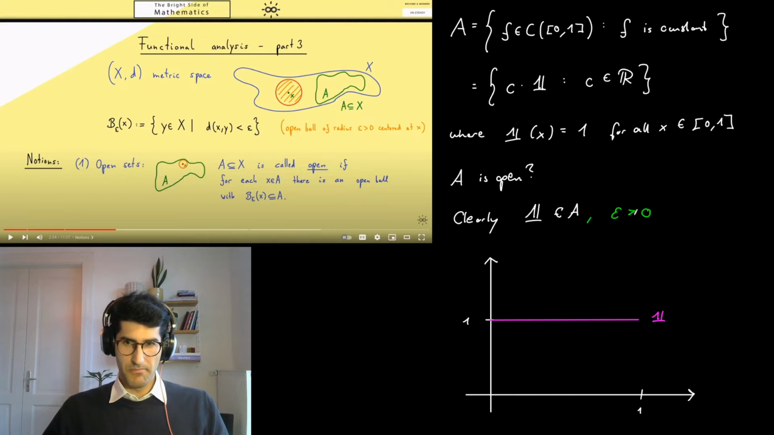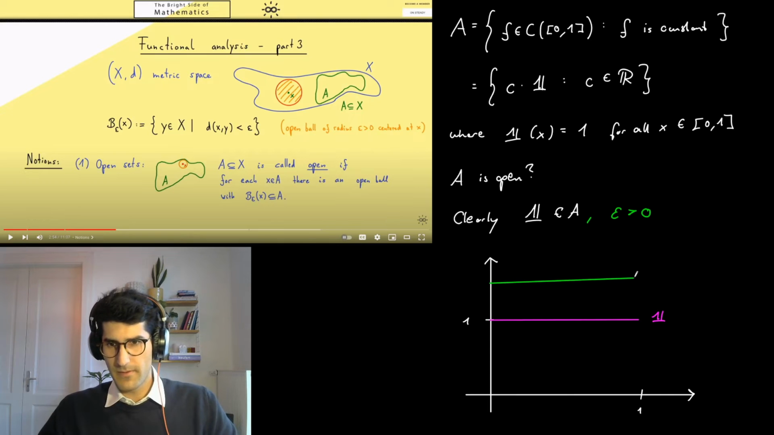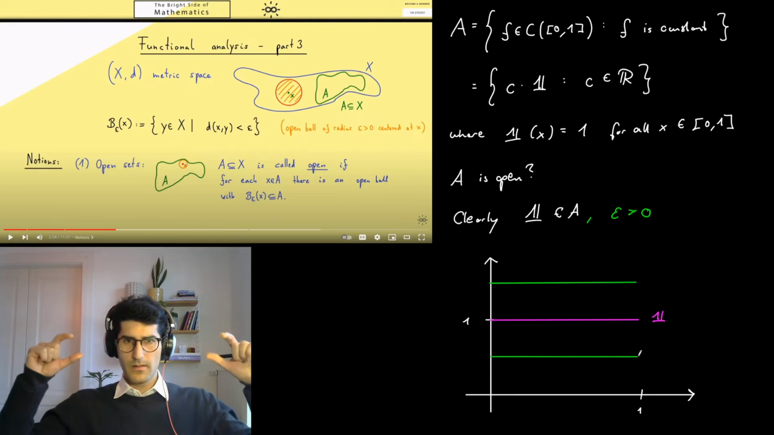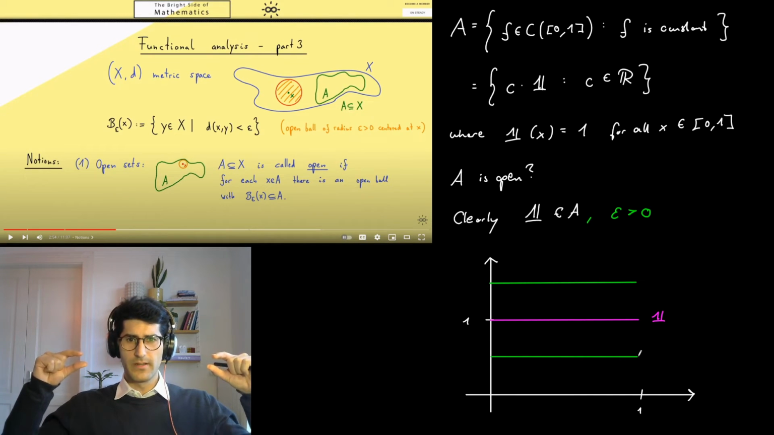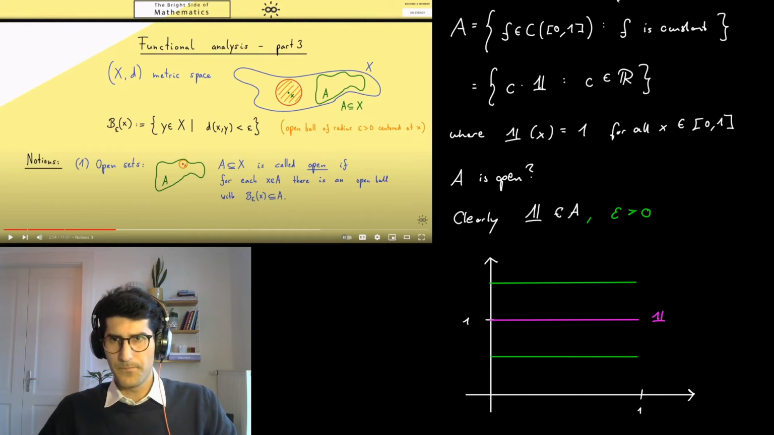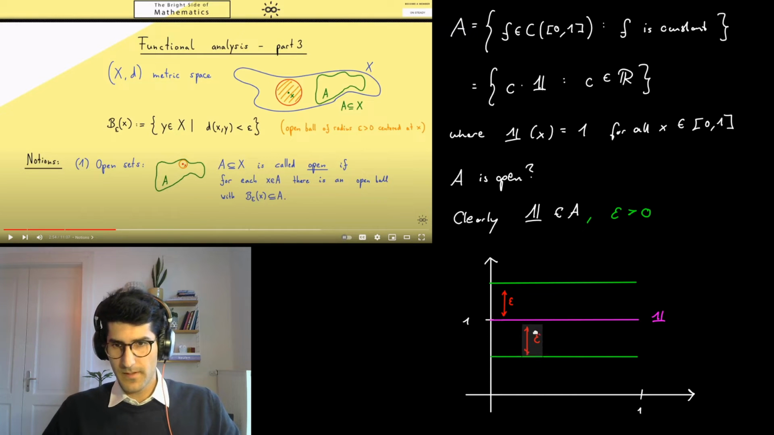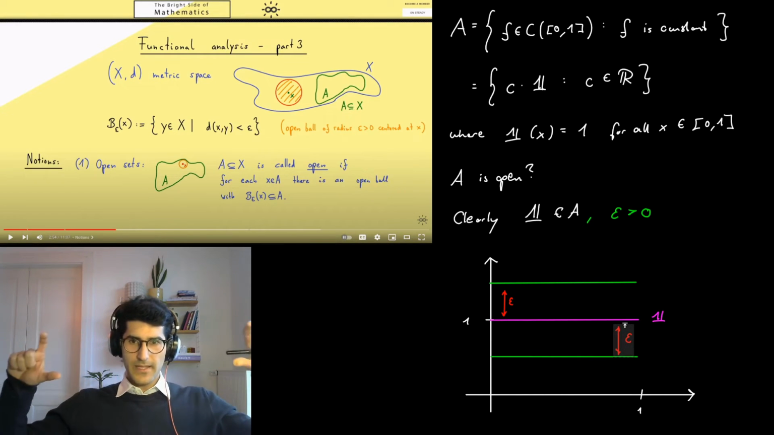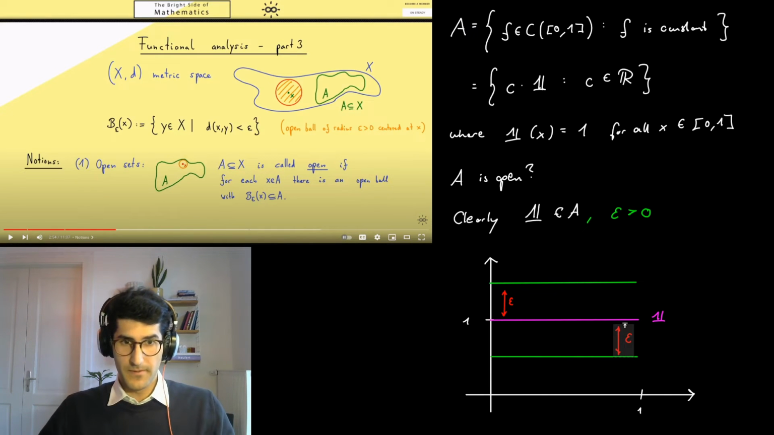How does the epsilon tube around the 1 function look like? This is also very simple. I'm just shifting the graph of this constant function vertically by epsilon. So the distance I have here is epsilon, and the distance I have here is also epsilon. Let me move this a little bit. So the distance at each point to the green lines will be epsilon.